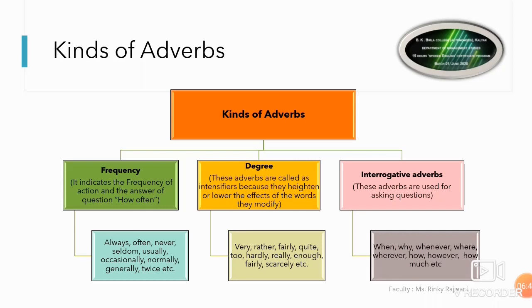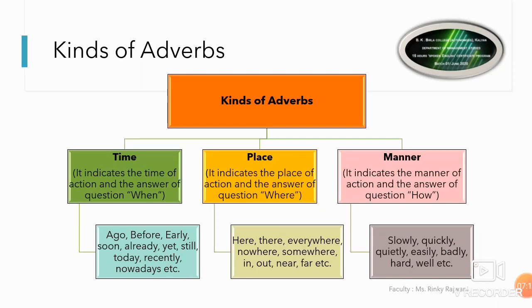So in this slide, we had seen three kinds of adverbs. First one based on frequency, that is the frequency of action, and it always answers how often. Second one, degree. It is also called intensifiers because they either heighten or lower the effects of the words they modify. And the third one, interrogative adverbs, are used for asking questions. Let's move to the next category, the further subclassification of kinds of adverbs.